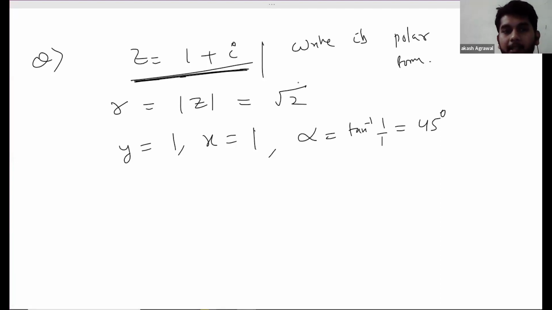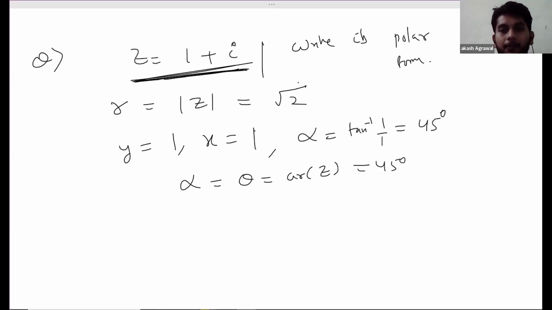So what quadrant does it lie in? 1 plus iota. First quadrant. Okay. So alpha will be equal to theta, which is argument of z, which is 45 degree. Okay. Everyone is clear? Yes, sir. Okay.